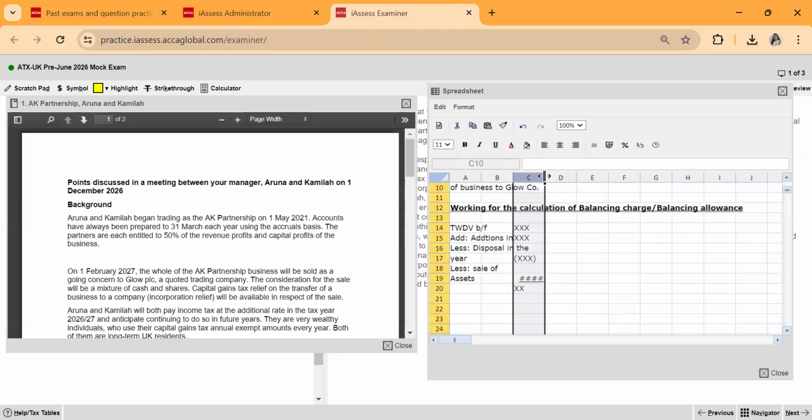Now, the question is, ma'am, can we extend the cell? Yes, but can you minimize it? No. Okay.